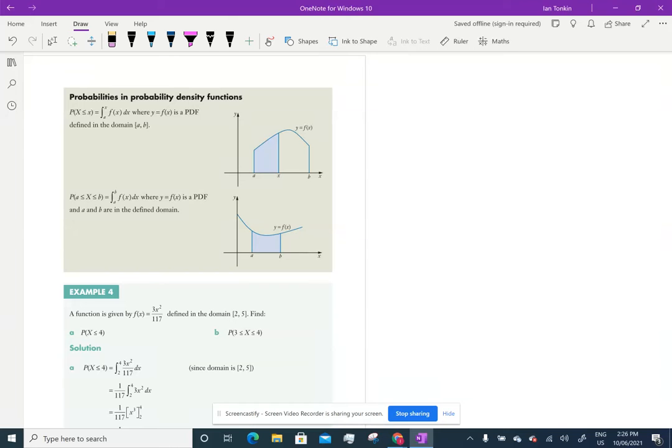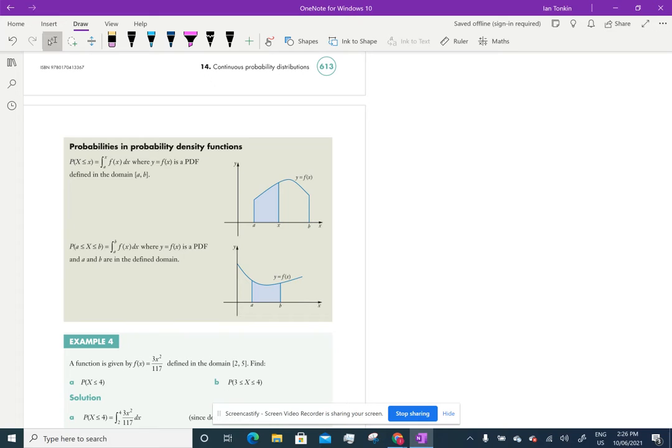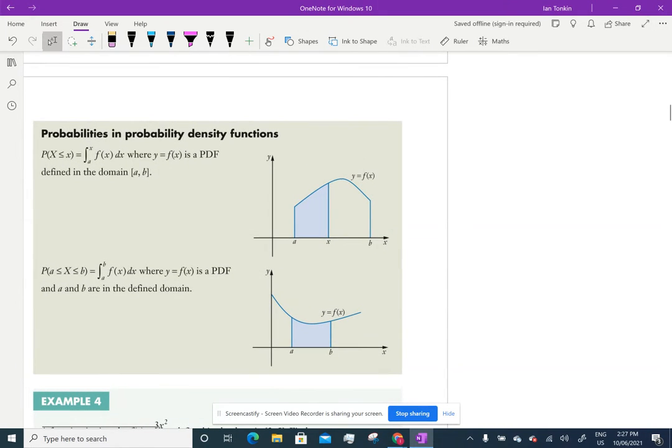Okay, Year 12, I'm going to make a quick YouTube clip on probability and probability density functions. So I'm going to just use this top diagram here to explain what's going on.